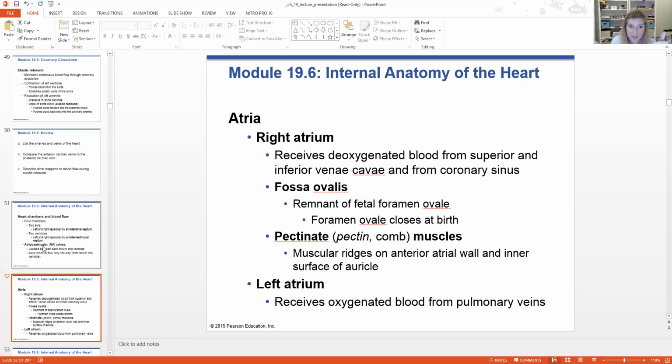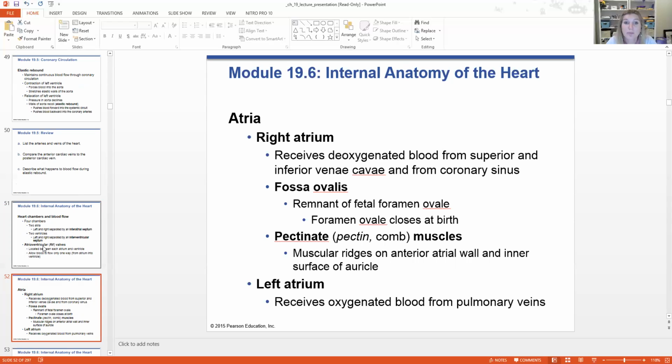The fossa ovalis is within the right atrium, doesn't do anything in a living, breathing, normal person, unless you were born with that hole in your heart not being fixed. It's fine. It doesn't do anything. It's just a remnant of that foramen ovale, which closes at birth. There's also pectinate muscles that are present within the atria. These are just ridges along the atrial wall and on the surface of the auricle to allow for contraction.